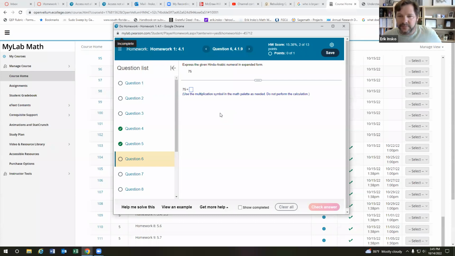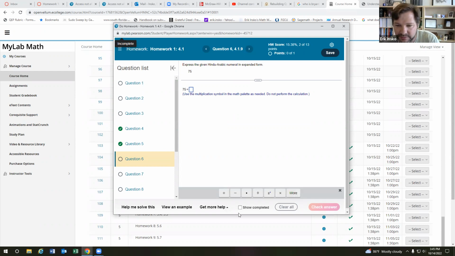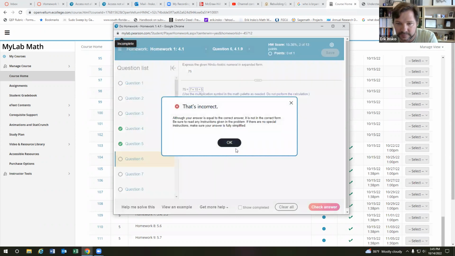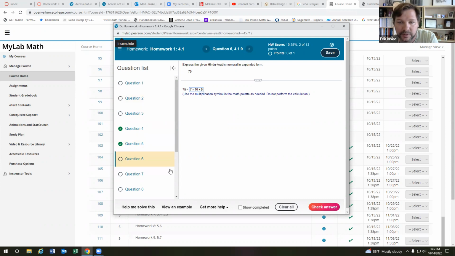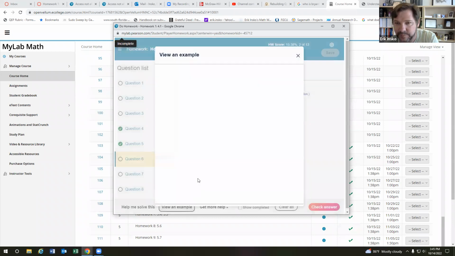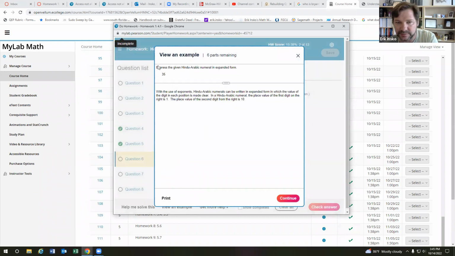Express the given Hindu-Arabic numeral in expanded form using the multiplication symbol and the math palette as needed. So I think what it wants us to do is write 7 times 10 plus 5. That's incorrect. Okay, so now I need to go back and review what the expanded form is. Or I can look at an example, right? So maybe I don't have to go back and watch every video.